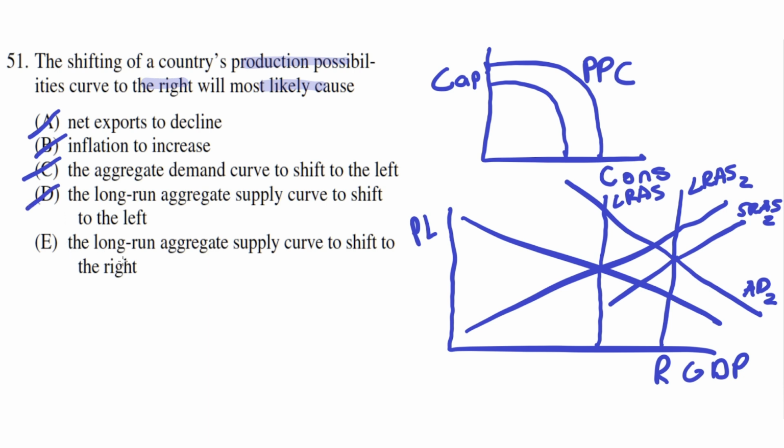So D is incorrect. E. The long-run aggregate supply curve to shift to the right. This is the correct answer because the PPC curve, production possibilities curve, is directly related to the long-run aggregate supply curve, and because the PPC curve has shifted to the right, the long-run aggregate supply curve will also shift to the right. So E is the correct answer.